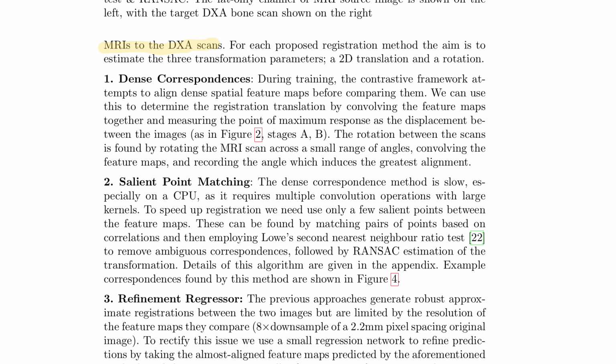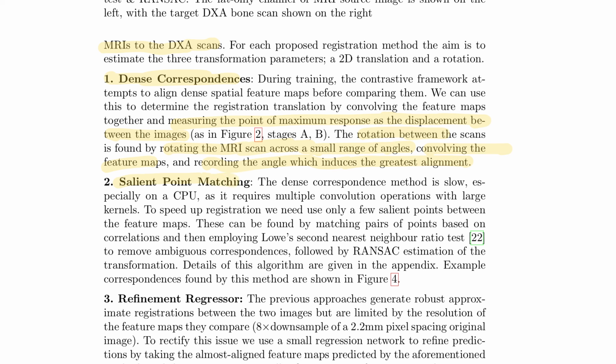For these registrations, the first method they propose is dense correspondences, meaning that the contrastive framework learns to align dense spatial feature maps before comparing them. This is done by what we discussed, basically measuring the point of maximum response as the displacement between the images, and the rotation between the scans is also found by rotating the MRI scan across a small range of angles and then convolving the feature maps and recording the angle leading to the greatest alignment.